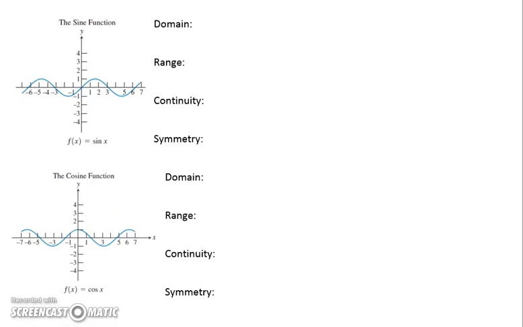Moving right along. Two new functions. You probably haven't seen these in too much detail, but we have the sine and cosine function. So the domain of the sine function is all real numbers. The range of the sine function is -1 to 1. It's continuous from -infinity to infinity, and it is an odd function.